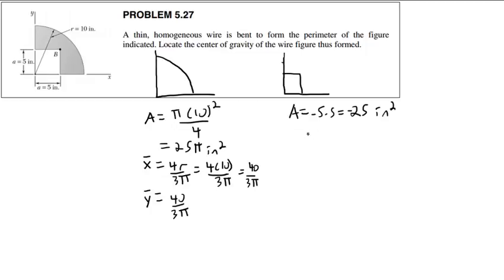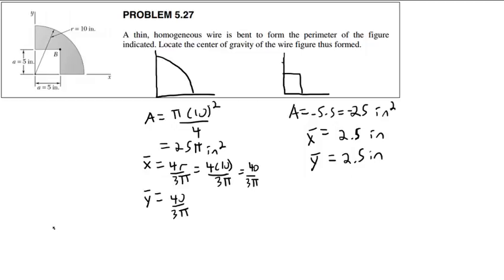Here, the x bar and y bar will just be at the center of the square. So 2.5 inches. Note, we do not use a negative coordinate for the centroid. We only apply it to the area. The coordinates are still just the coordinates.